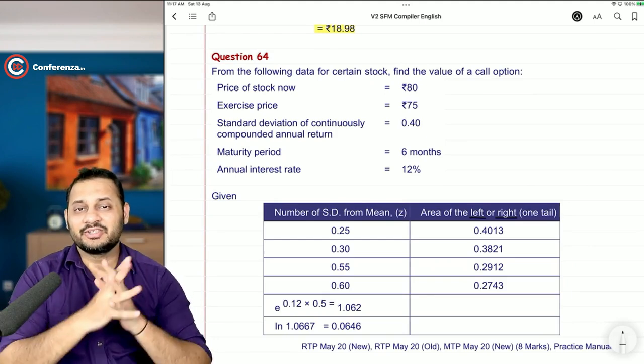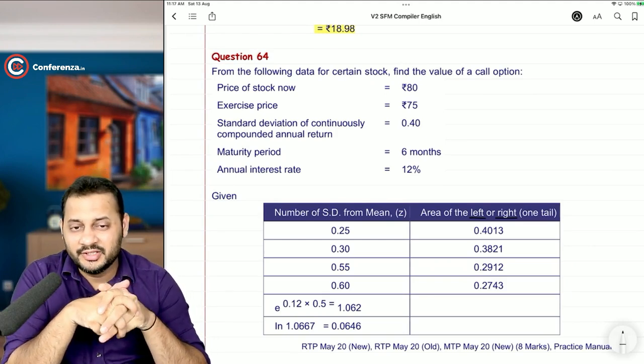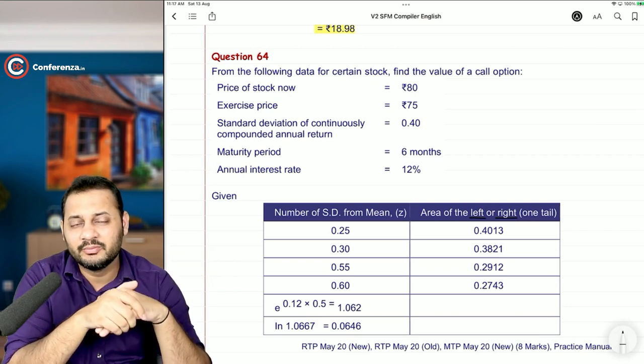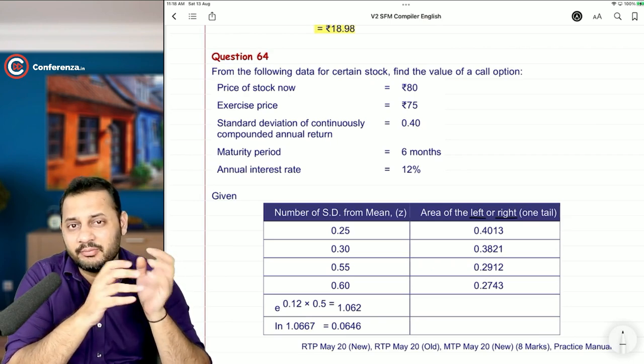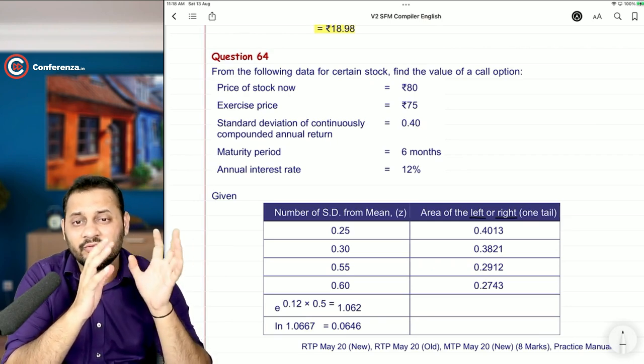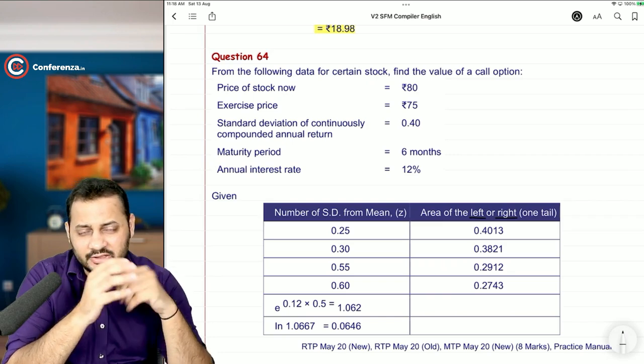Welcome back everyone. This is going to be the last question on the Black and Scholes model. In this question, we are going to use the same formula of the Black and Scholes that we have discussed in the previous question. But there is something new that we are going to learn, and that is about the Z table. How to read the Z table will be our purpose in this question. So let's start with it.